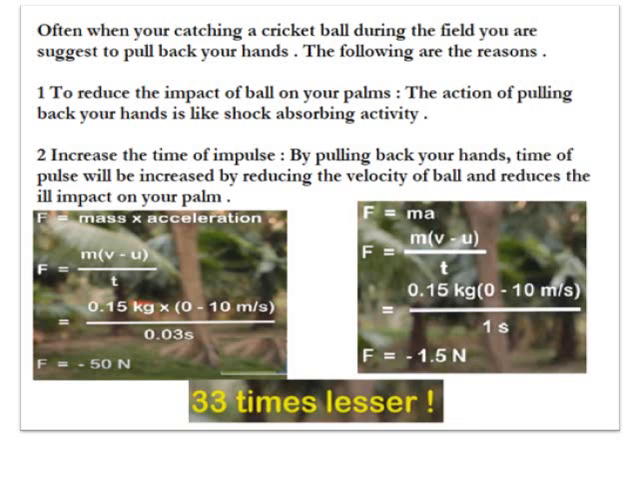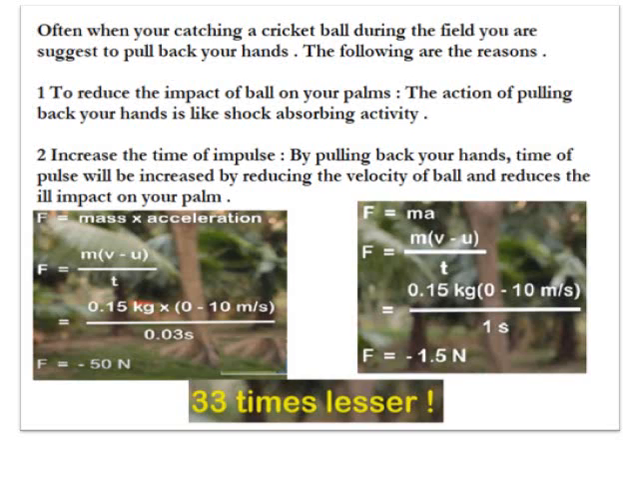Now come to the calculation on the right part. So F is equal to ma, that is m into v minus u by t. The mass of the ball is not changed. It is the same 0.15 kilogram, and the final velocity is obviously 0 because the ball comes to rest after coming to the hands of the fielder. And the initial velocity has no change. It is also 10 meters per second.